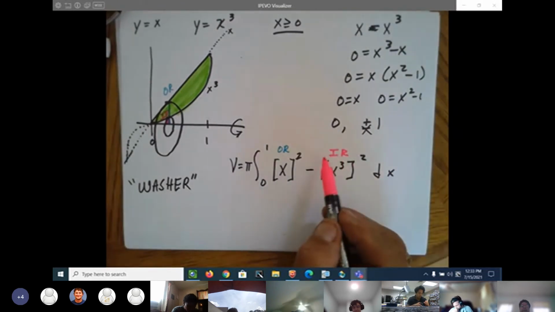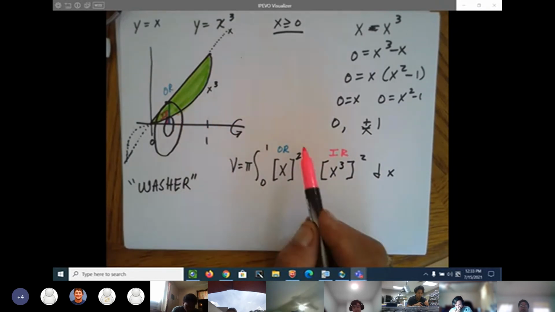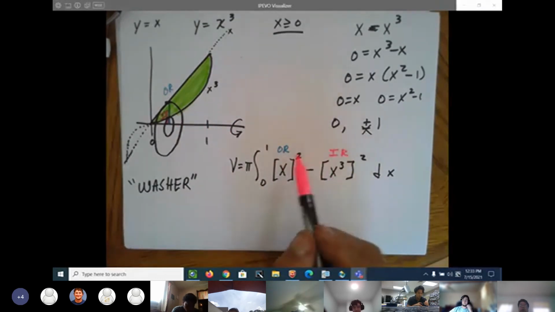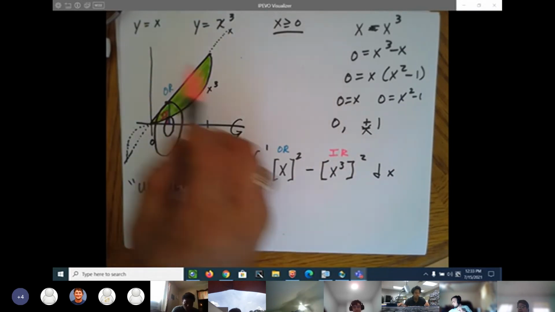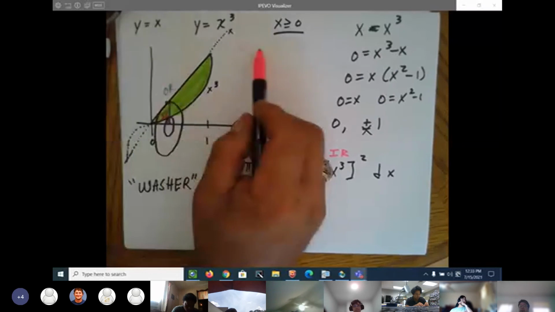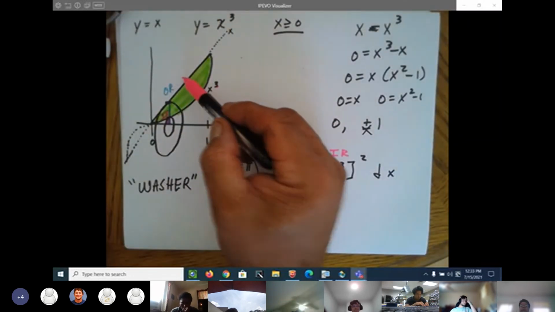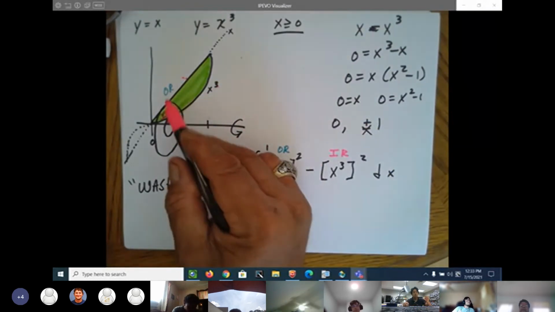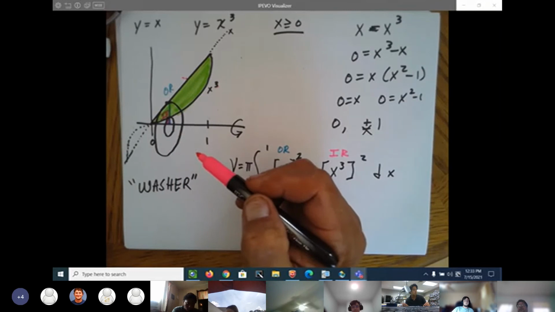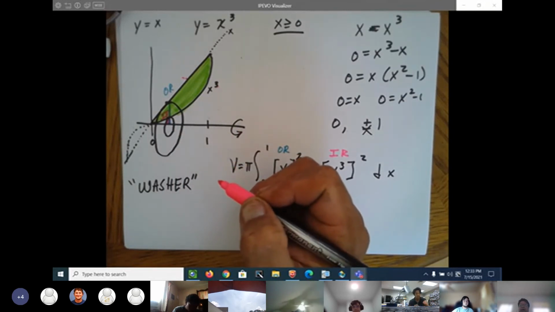Now, do y'all see that I made a big deal out of this inside radius and outside radius? Is that important? Oh, hell to the yeah. Because what if I put my axis up here? Then this is the outside radius, and this is the inside radius. So it is very, very important that you understand how to get the outside and inside radius.